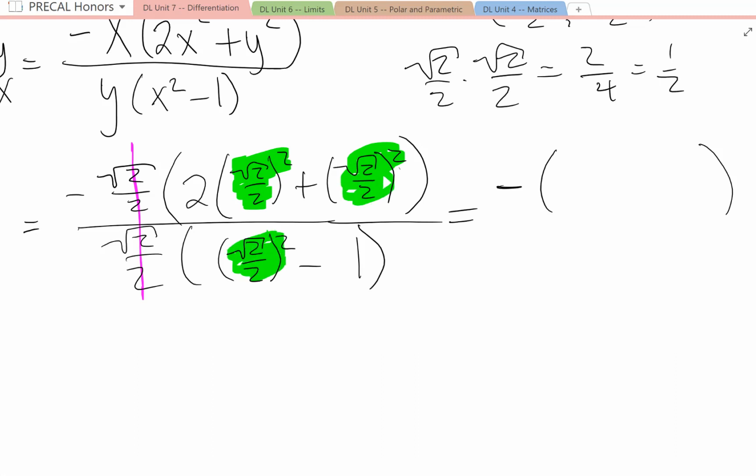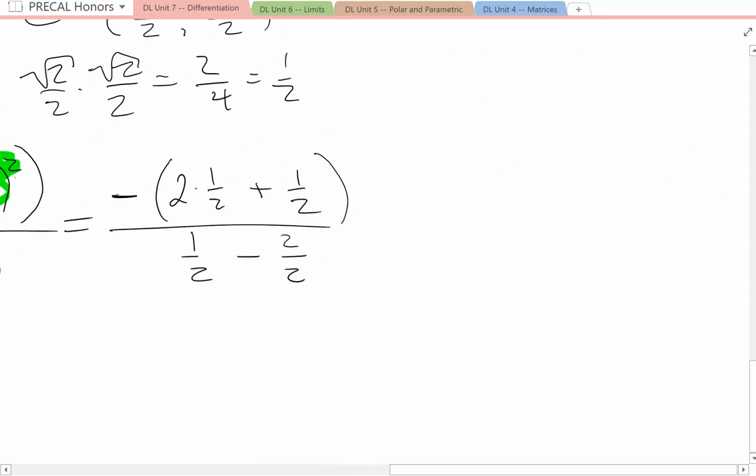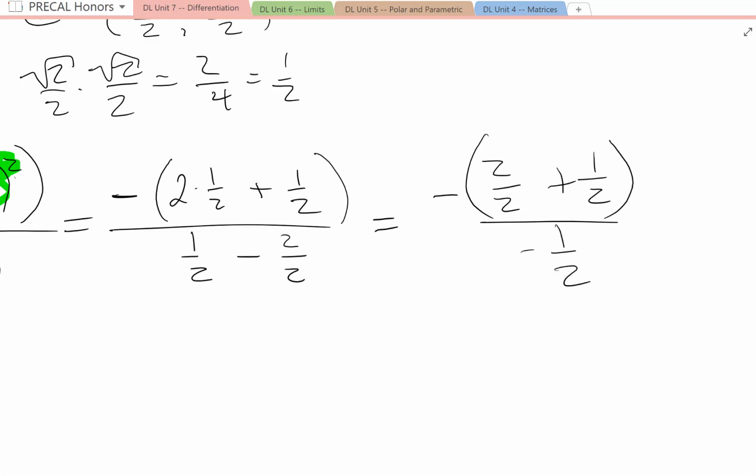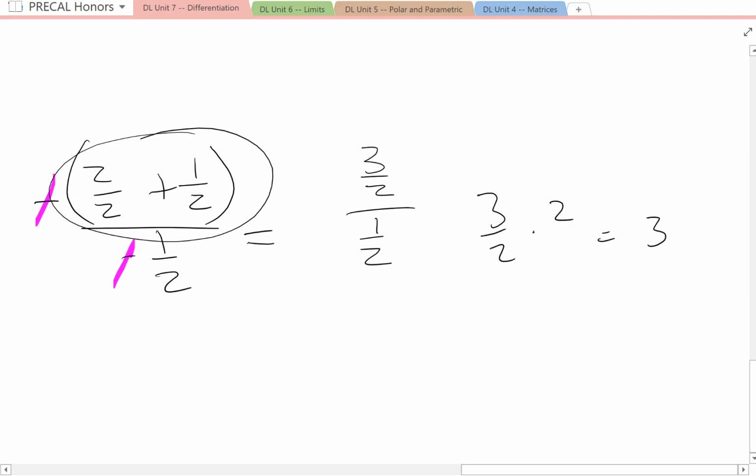We have 2 times 1/2 plus 1/2 over 1/2 minus 1. I'll write 1 as 2/2. So negative 2/2 plus 1/2 over, what's 1/2 minus 2/2? That's negative 1/2. Negative over negative is a positive. So now we have in the numerator 3/2 over 1/2, which is 3/2 times 2, which is 3. Woo! That is our slope.